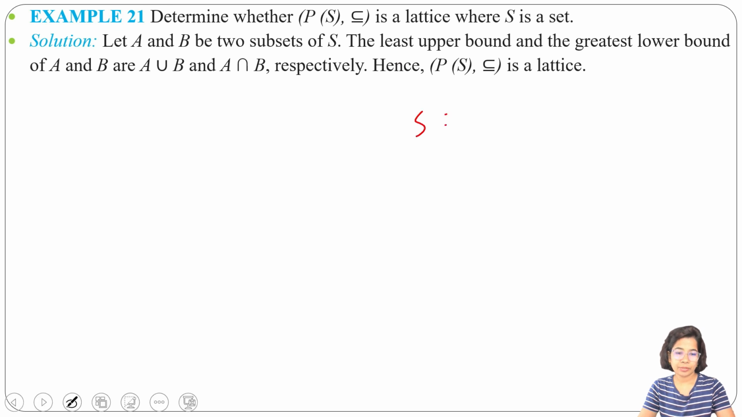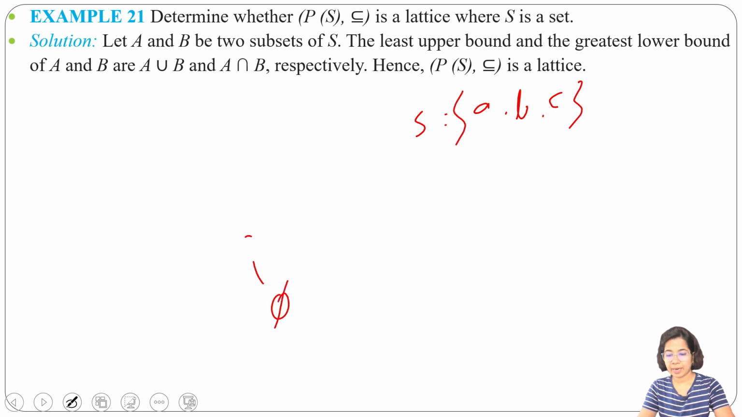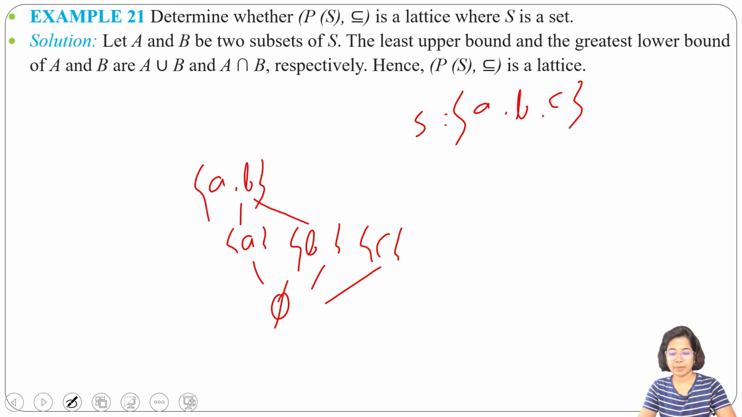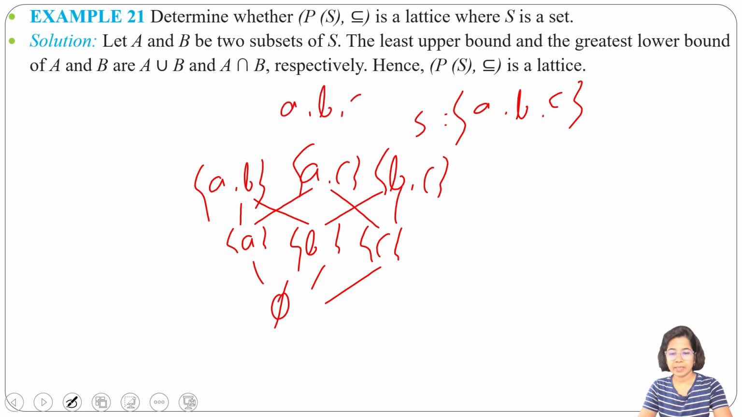Let's take S equals to {A, B, C}, just 3 elements. Now its Hasse diagram will be phi. Phi is subset of A, B and C. Then A is subset of AB, B is subset of AB. Then A is subset of AC, C is subset of AC. Then B is subset of BC, C is subset of BC. Then all AB, AC, BC are subset of ABC.